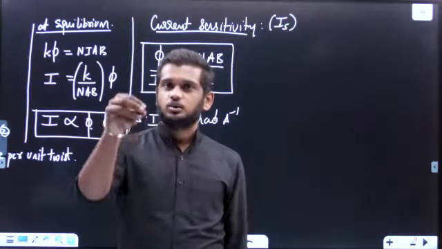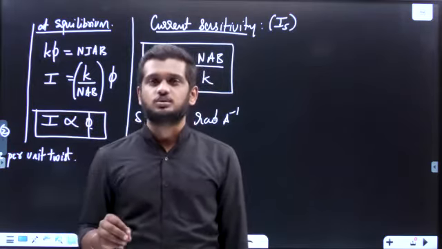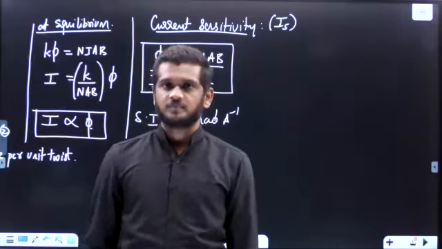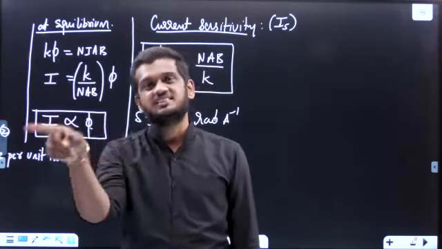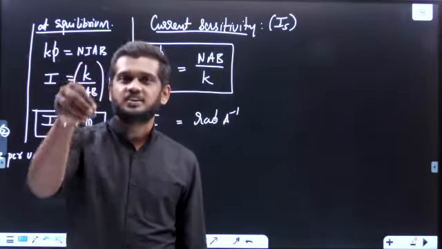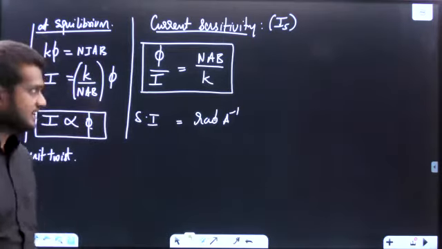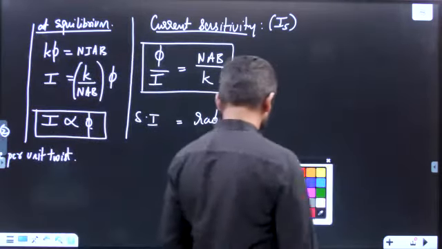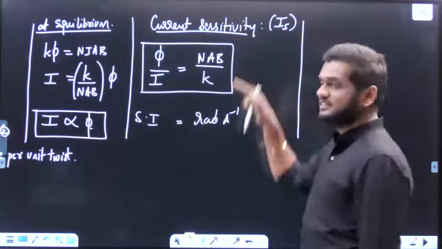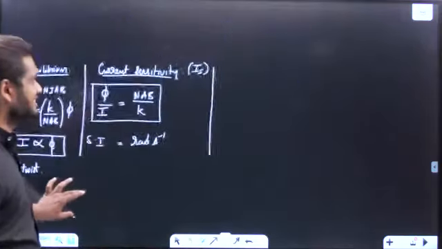If a galvanometer is given to you, try this next time in your lab. Take a galvanometer, pass a small amount of current through it, maybe 0.1 ampere or 0.2 ampere, and find out how many degrees it rotates by looking at the scale. You divide the deflection by the current, and you get the current sensitivity of that galvanometer. Or ask your teachers to do it. Now, this is current sensitivity. Next we will try to understand what voltage sensitivity is.